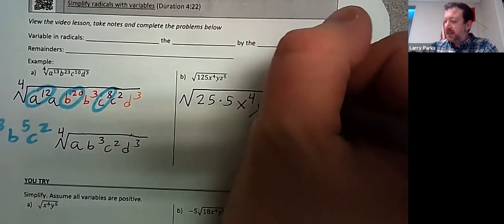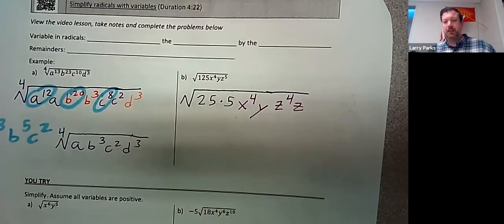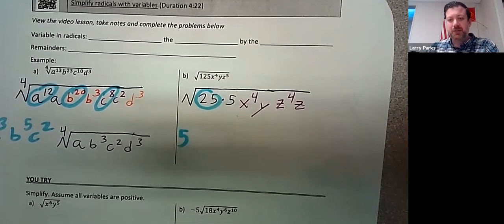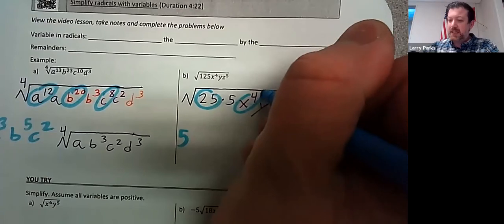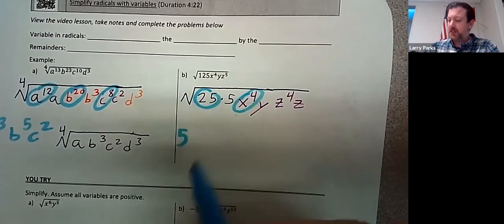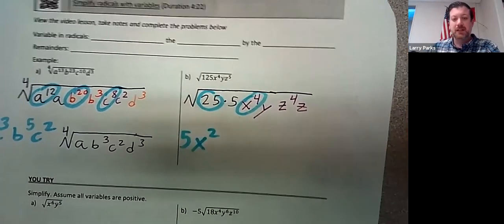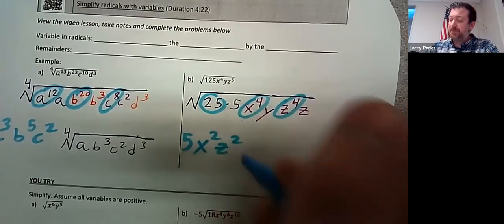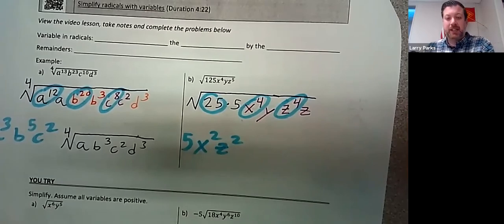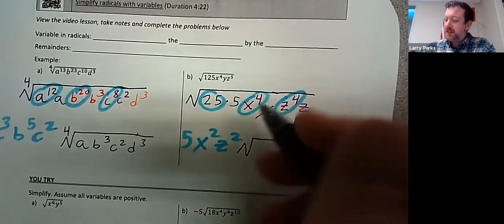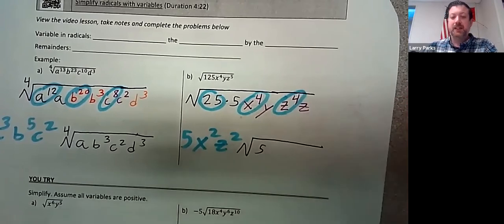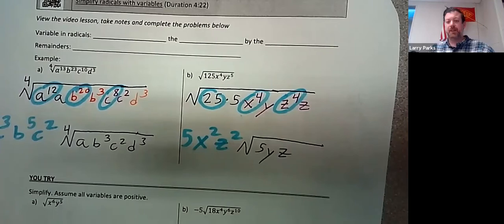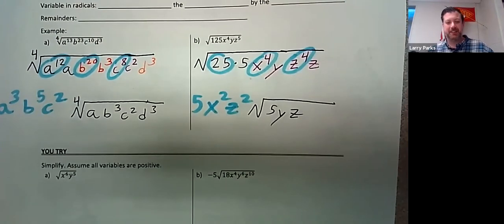And then I simplify what I can. Square root of 25 is 5. It goes on the outside. I took the square root. The exponent of 4 divided by 2 is 2, x squared. And then 4 divided by 2 is z squared. And then you write down what's left over. You did nothing with the 5. You did nothing with the y. You did nothing with the z. Okay, so that is how you simplify.